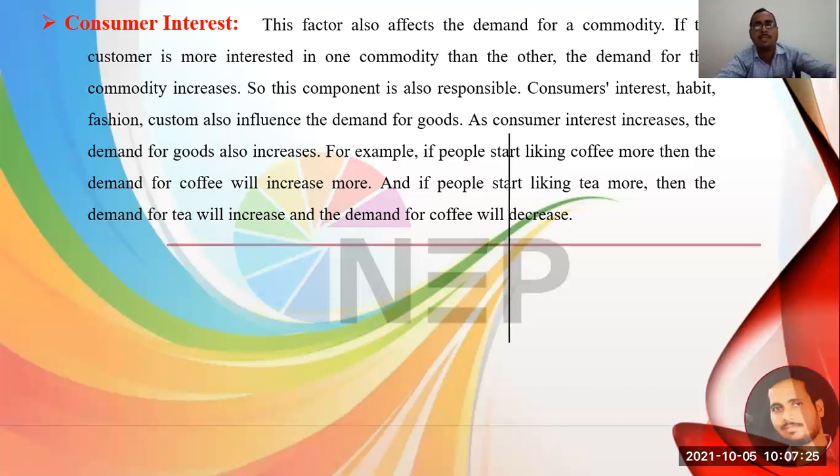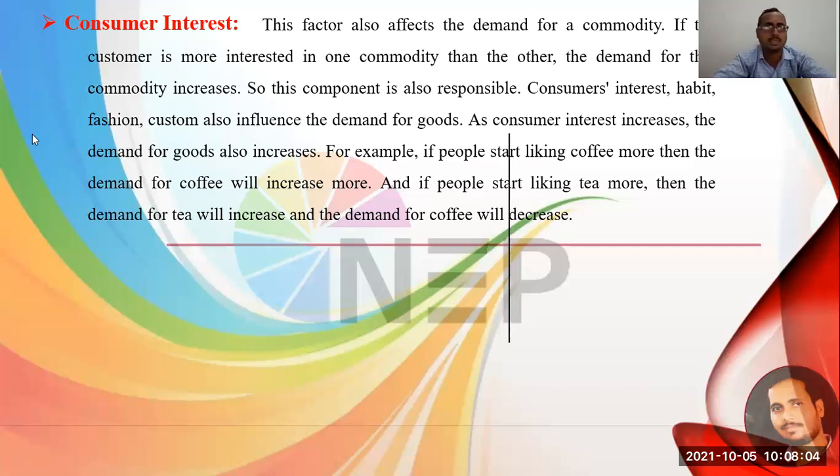Consumers' interest, habits, and fashions also influence the demand for goods. As consumers' interest increases, the demand for the goods also increases. For example, if people start liking coffee more, then the demand for coffee will increase, and in the other case, if people like to consume tea more, then the demand for tea will increase. And if people start liking tea in the same manner, then the demand for tea will increase and the demand for coffee will automatically decrease. This is the interest of the demand.